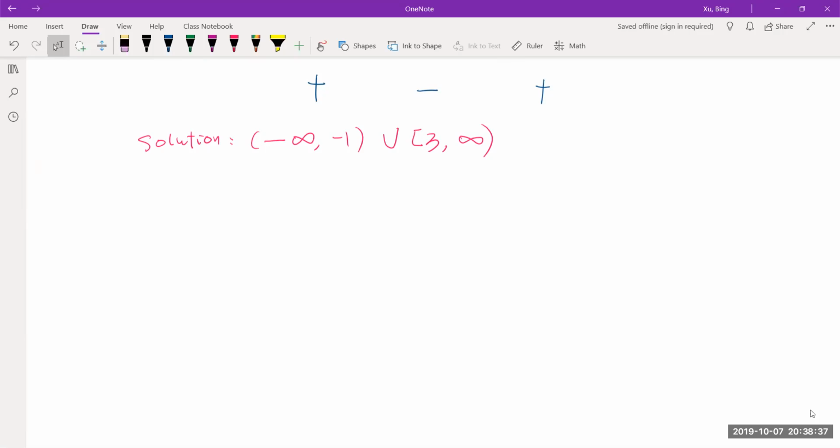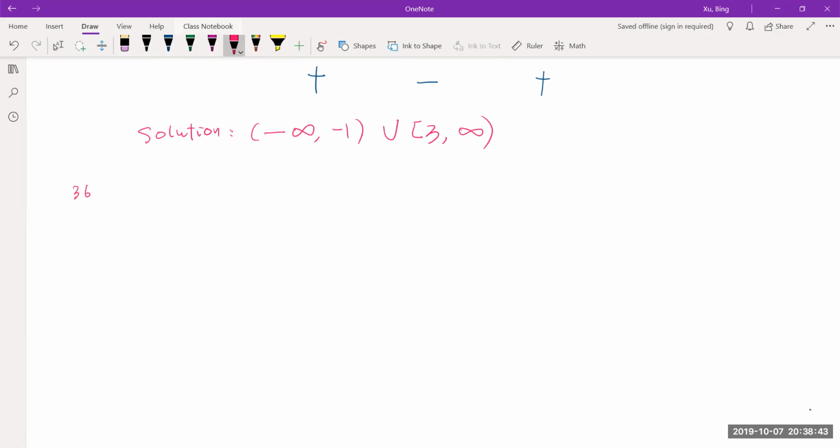Go ahead. Okay, so let me write down number 36 as a practice. Actually, it is a little bit different. x minus 3 times x plus 2 over x minus 1 is less than or equal to 0. Solve this inequality. Give you guys about 3 to 4 minutes.